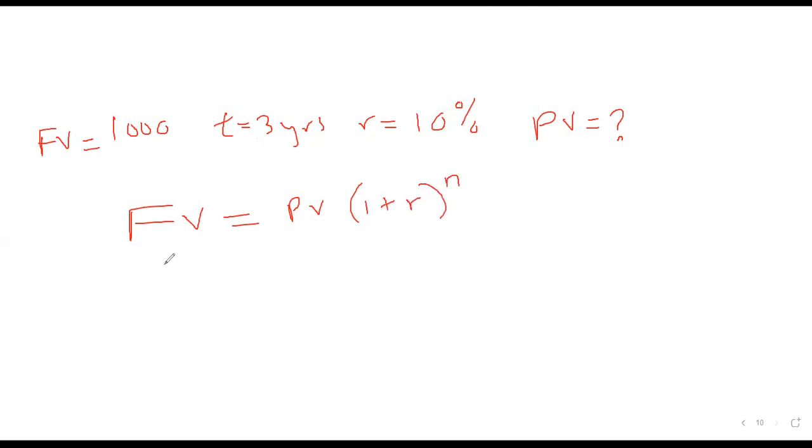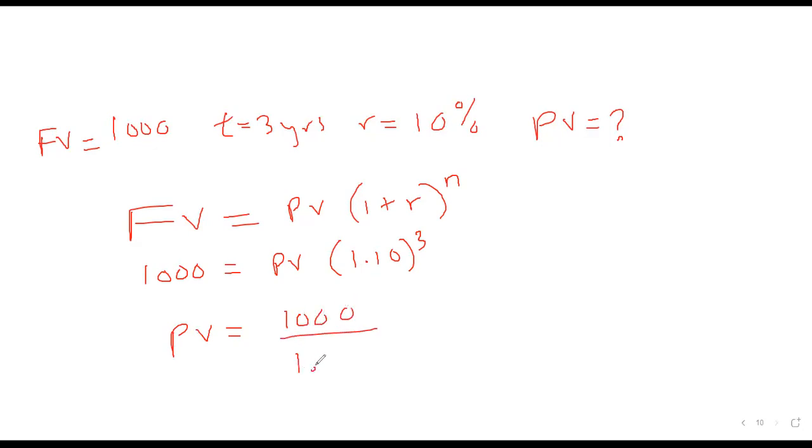What have we been given? A future value, 1,000. What are we looking for? Present value, we don't know. But our interest rate is 10% after 3 years. So to find the present value, we'll make PV the subject. So 1,000 over 1.1 to the power 3.